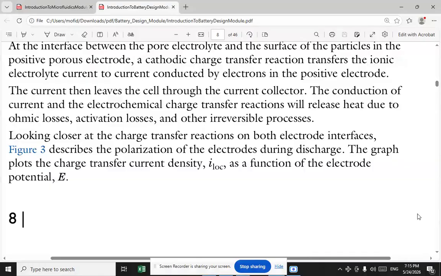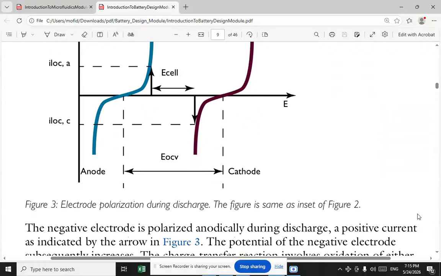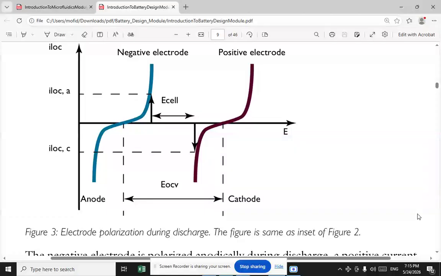irreversible processes. Looking closer at the charge transfer reactions on both electrode interfaces, Figure 3 describes the polarization of the electrodes during discharge. The graph plots the charge transfer current density I_local as a function of electrode potential E. Figure 3 shows electrode polarization during discharge. The figure is the same as the inset of Figure 2.